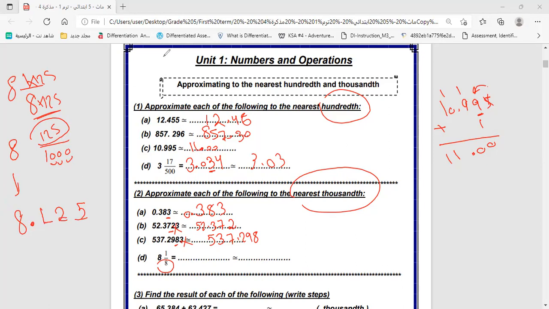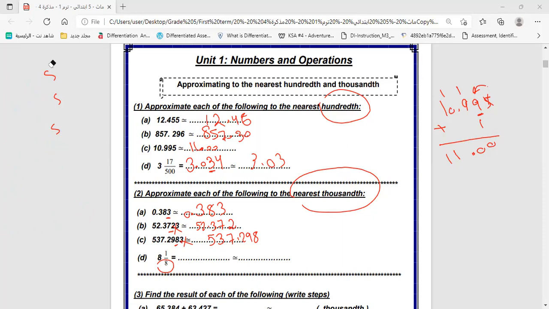Am I clear, grade 5? Fine. Let's complete the sheet. Number 3, find the result of the following.